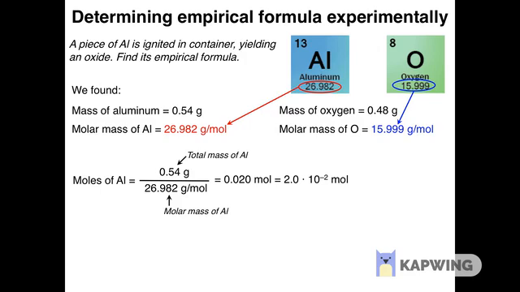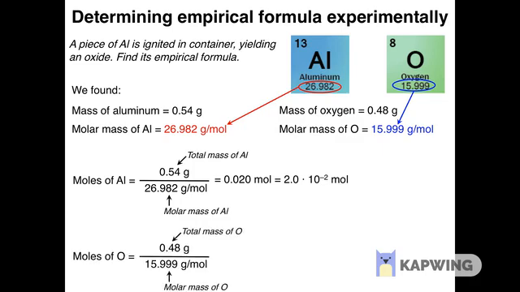Similarly, we know the total mass of oxygen in our sample of aluminum oxide, 0.48 grams, and if we divide this value by the molar mass of oxygen, we will get the amount of oxygen. So the number of moles of oxygen is 0.48 grams divided by 15.999 grams per mole, and that is 0.030 moles, or in scientific notation, 3.0 times 10 to the minus second power moles.